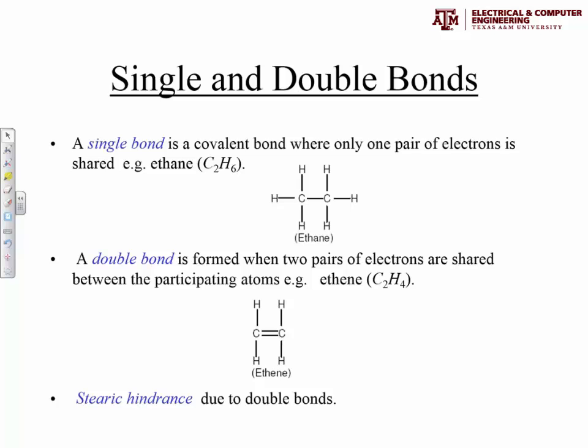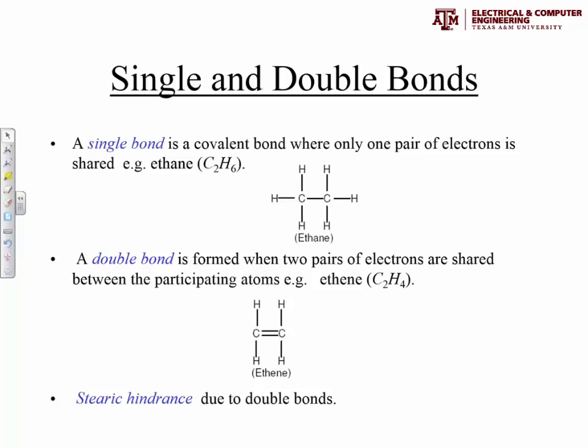You can have a double bond when 2 pairs of electrons are shared between the participating atoms. An example would be this gas called ethene, which has the formula C2H4. Here, this is a double bond between the two carbon atoms. Two pairs of electrons are shared between these two carbon atoms, and then each carbon atom shares the remaining electrons that it needs with these hydrogen atoms. So this is C2H4.